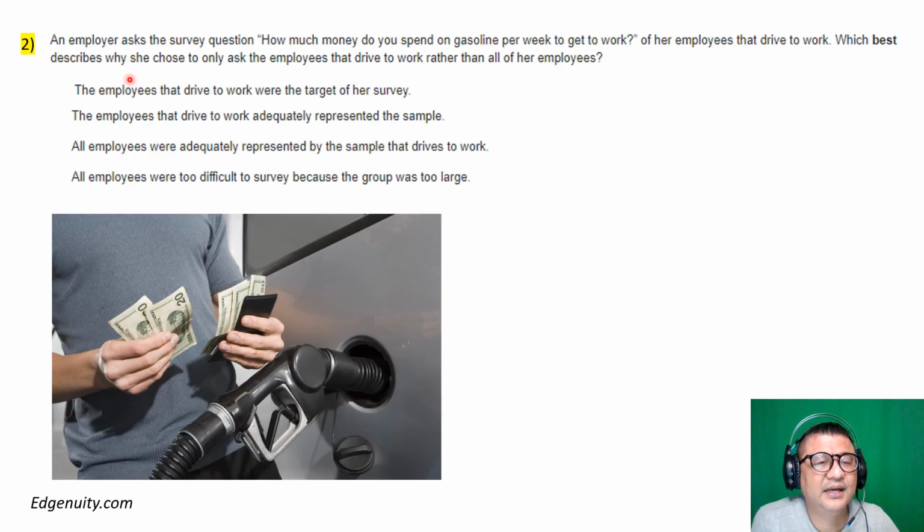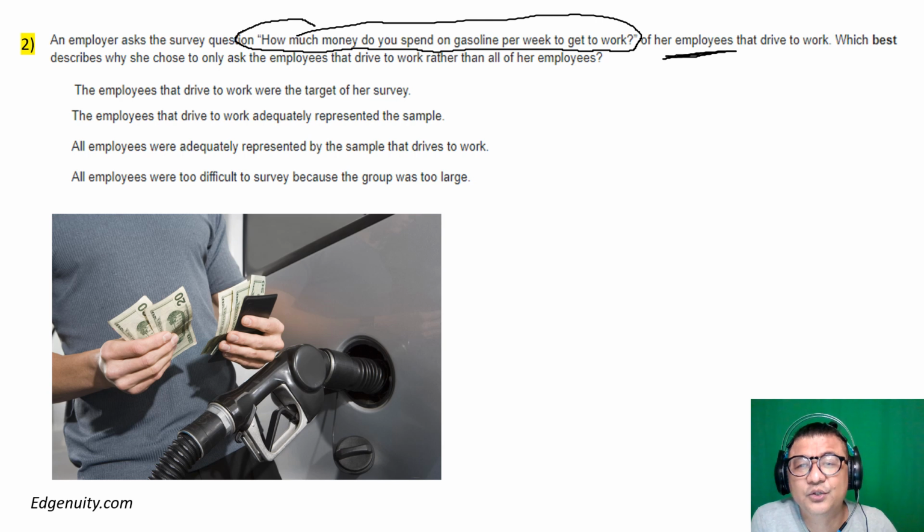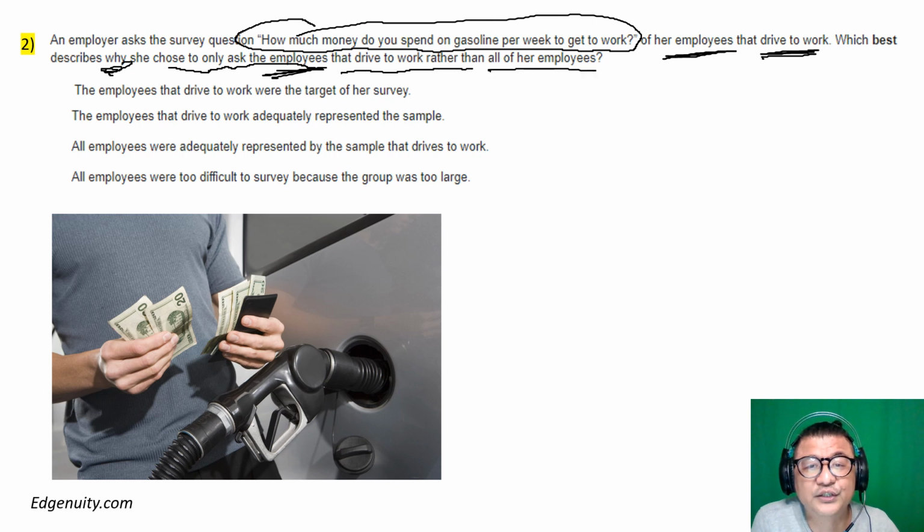Next, let's read this. An employer asks a survey question: How much money do you spend on gasoline per week to get to work? So remember that. Let's underline that. This is the question. Okay, who is being asked? The employees who drive to work. Which best describes why she chose to only ask the employees that drive to work rather than all the employees, right? Why only those who drive and not all of them?